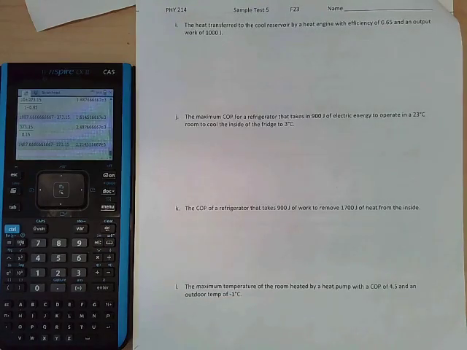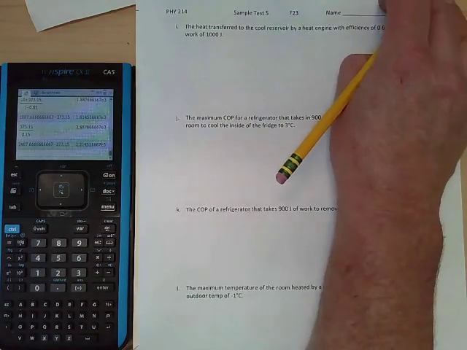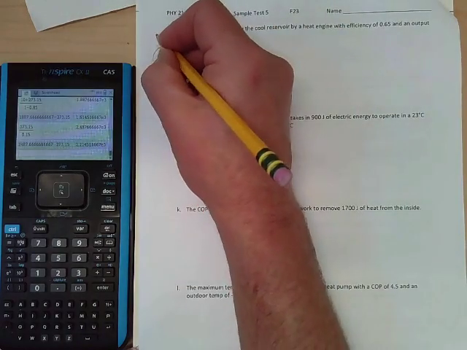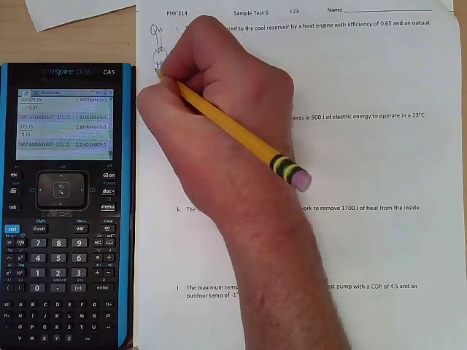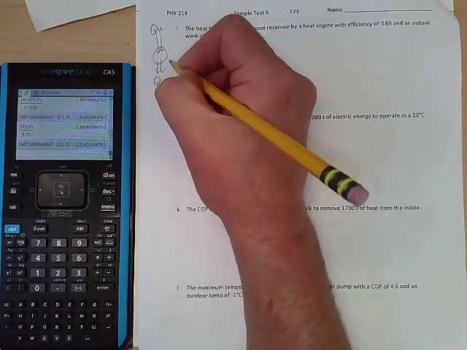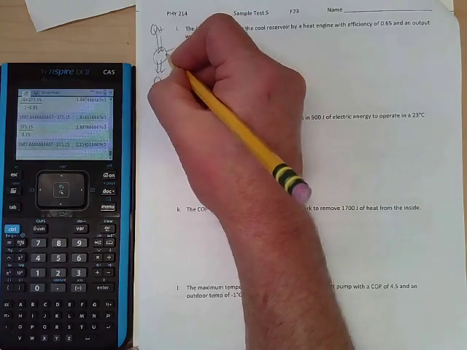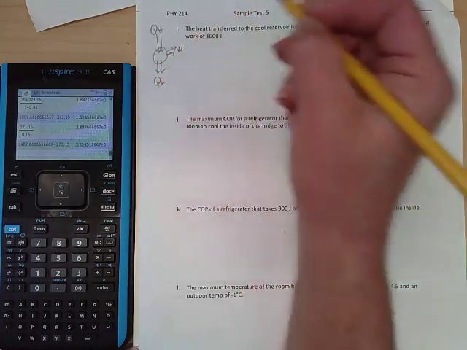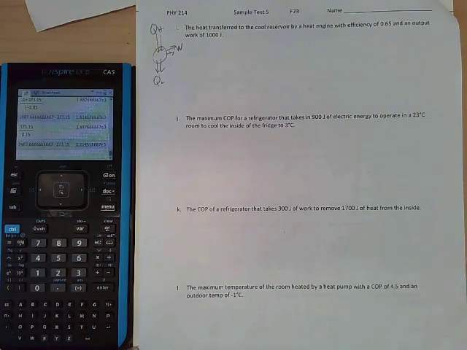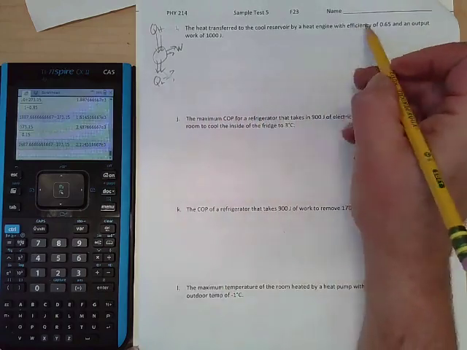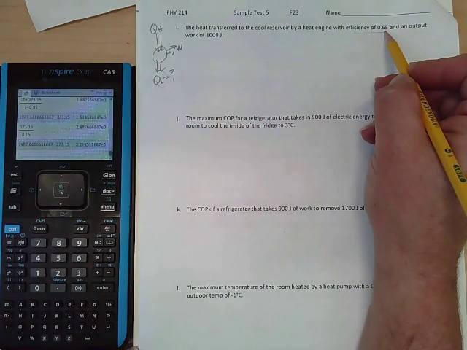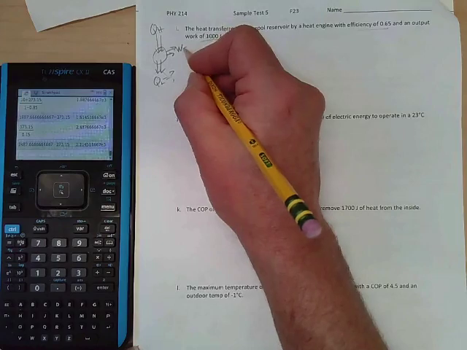Part I, the heat transferred to the cool reservoir by a heat engine with efficiency 0.65 and output work of 1,000 joules. All right, so heat engine again. Heat from the hot coming in, going QL going out, work coming out. All right, so heat transferred to the cool reservoir, that's what we're looking for. So we're looking for QL with efficiency 0.65 and output work. So work is 1,000 joules.